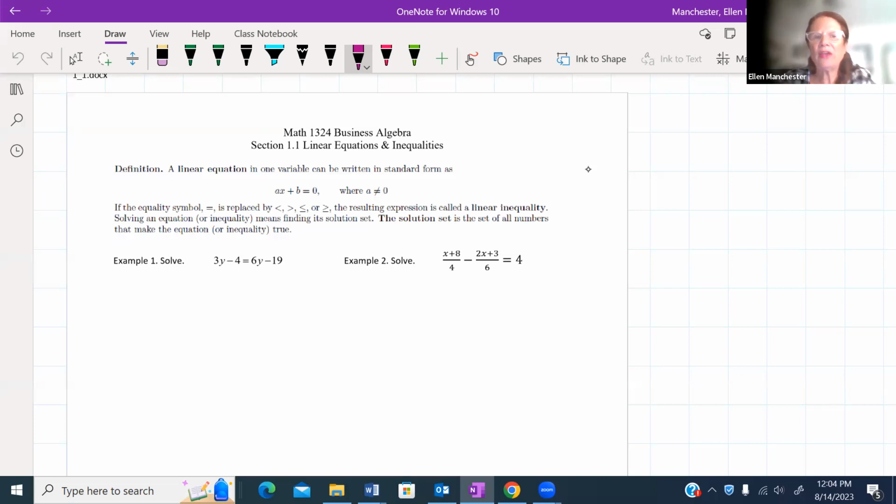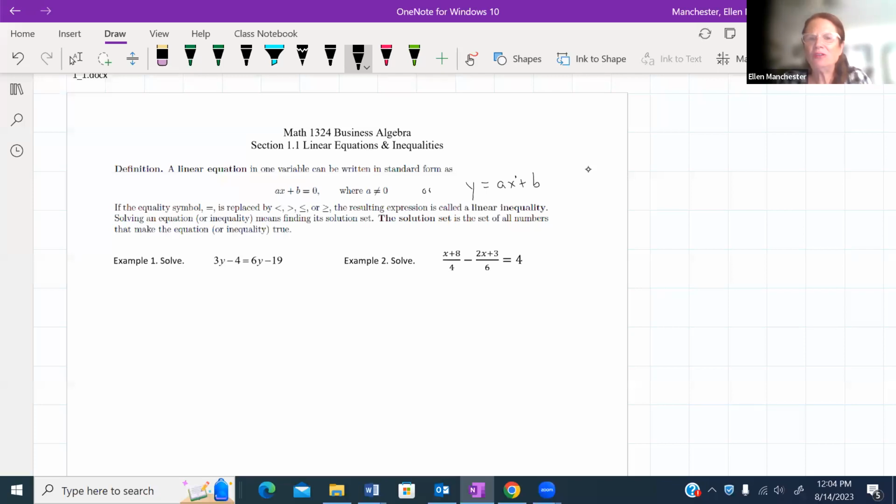So this is ax plus b equals 0. This is in standard form. You may have seen it written as y equals ax plus b. Some of you are probably already jumping to a linear equation as y equals mx plus b, which is the slope-intercept format, and we'll get to it. But this is just the standard format of a linear equation.